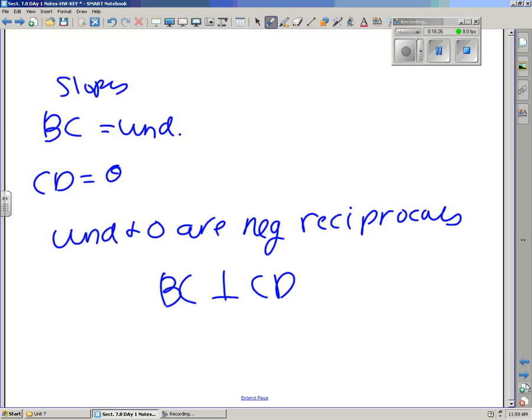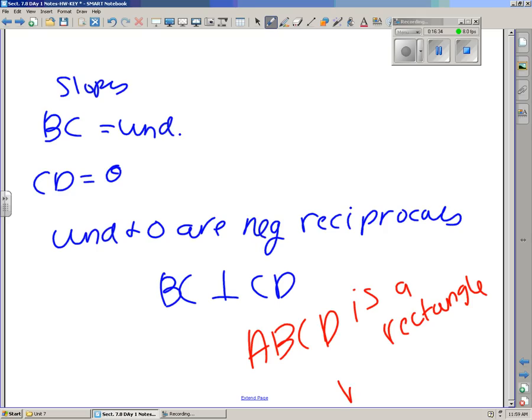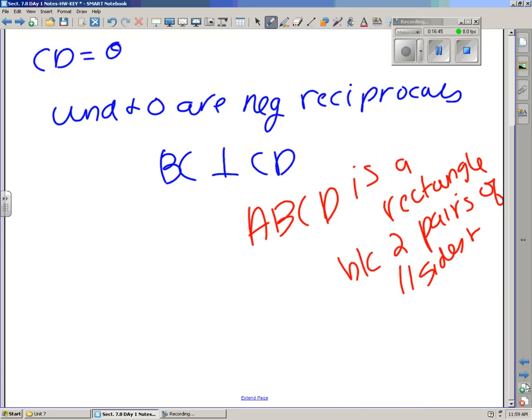So therefore, ABCD is a rectangle, because two pairs of parallel sides and one right angle.